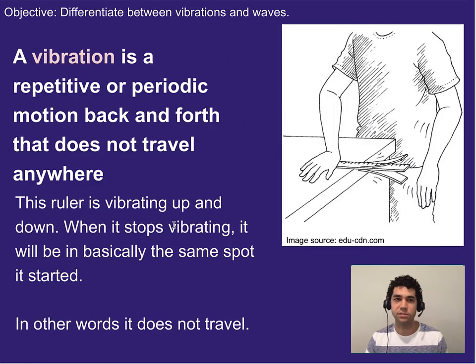All right, so we've talked a little bit about period and frequency as ways to measure vibrations or waves. Now let's talk a little bit about what's the difference between a vibration and a wave, because while they're very much related, they're not the same thing. So vibrations are repetitive or periodic. That just means it happens over and over and over again. Motion back and forth, but it doesn't travel anywhere.